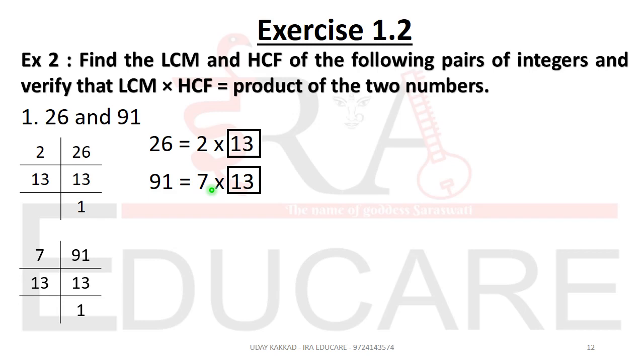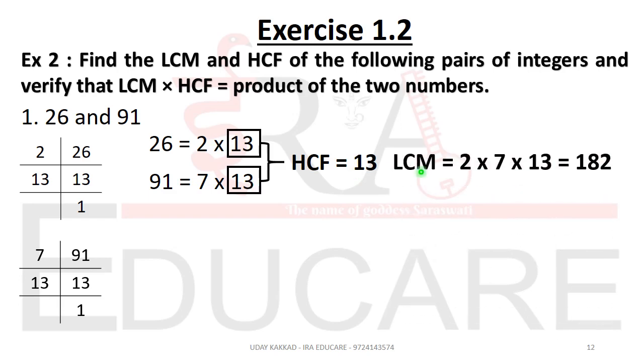Now we have to find the HCF. So HCF is the smallest power of the common factors. So the common factor is 13, okay, and the smallest power is 13 raised to 1, so HCF is 13, right? And LCM is the greatest power of each factor. So the factors are 2, 7 and 13, so that we can cover all the factors. So 2 multiplied by 7 multiplied by 13 is equal to 182.